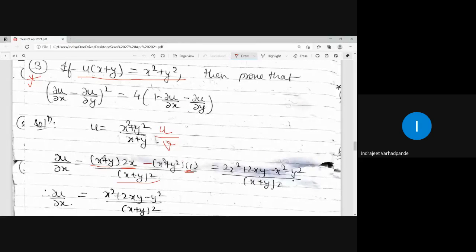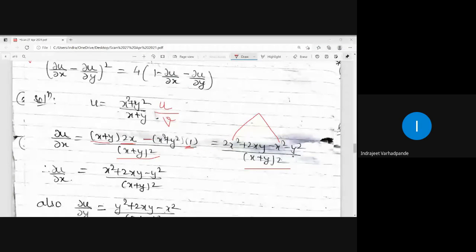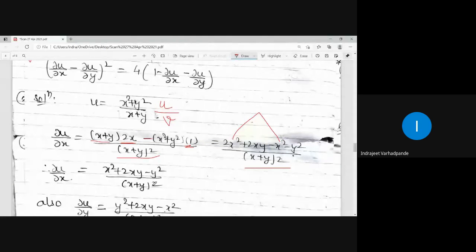Open the bracket. 2x into x is 2x square plus 2xy minus x square minus y square upon (x plus y) whole square. 2x square minus x square will be written as x square. So del u by del x will be (x square plus 2xy minus y square) upon (x plus y) whole square. So that is how we get the simplification.